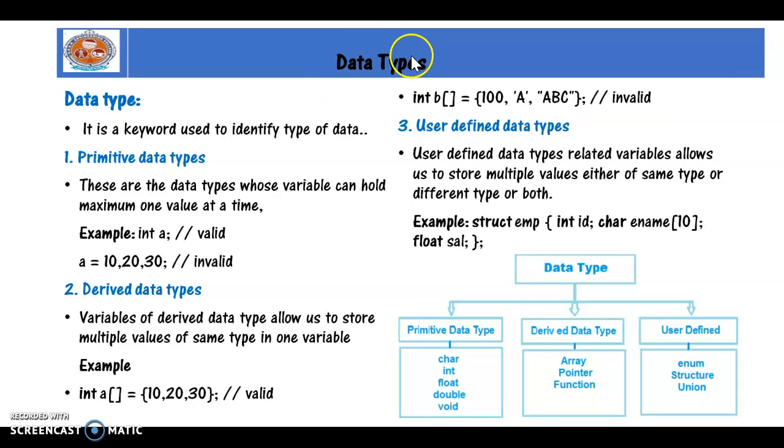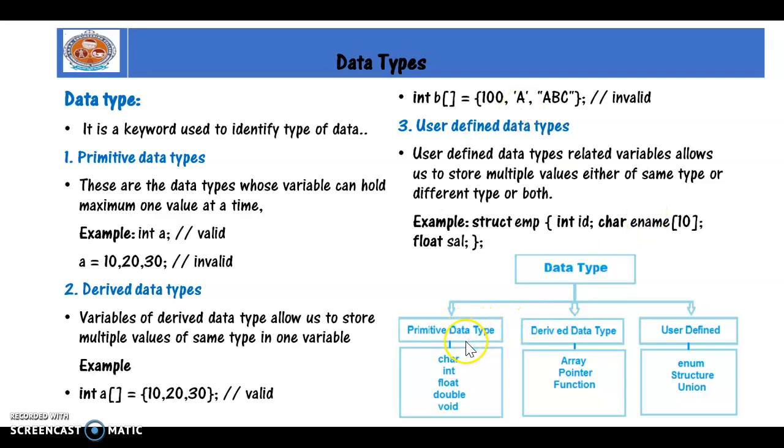What is a data type? It is nothing but a keyword which is used to identify the type of data. Whenever the user wants to give some input to a program, he can give whole numbers, real numbers, characters, strings or anything. But we need to differentiate between these things. Whatever constants we are giving, we need to differentiate the type of that particular thing. So that is known as a data type.